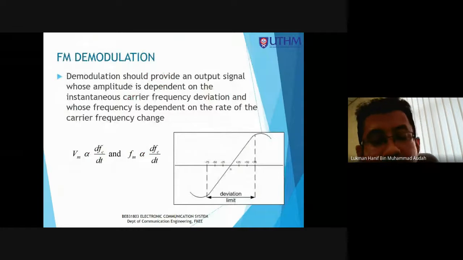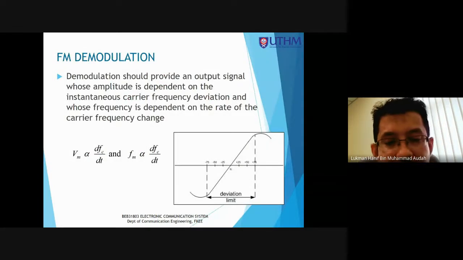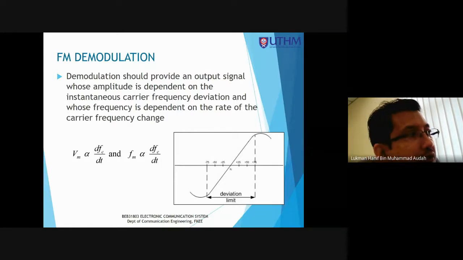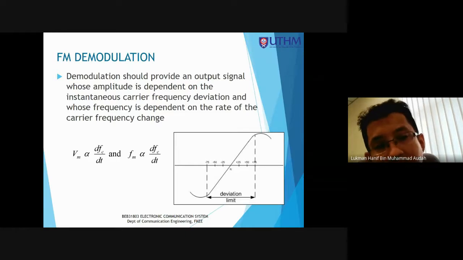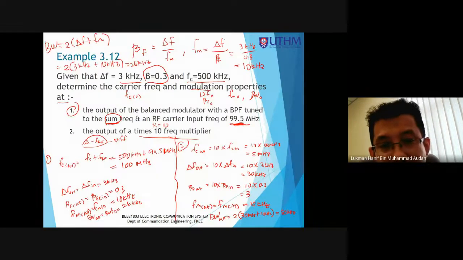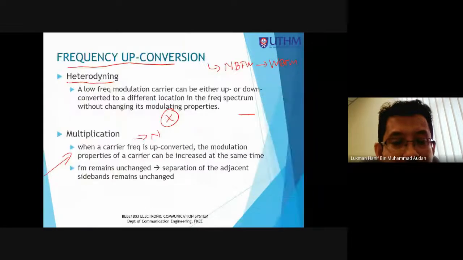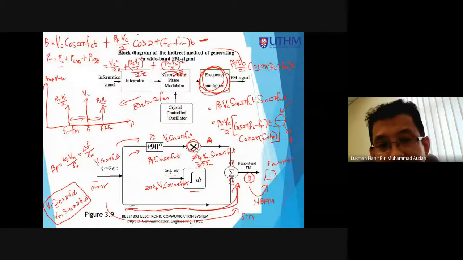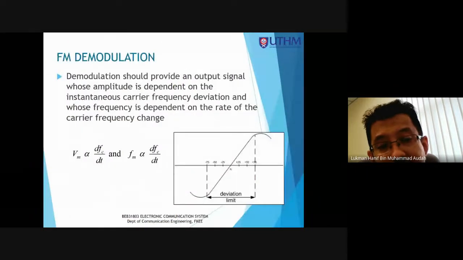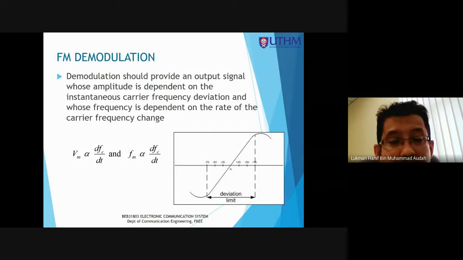FM demodulation. Okay. So in the previous slide we learned about the modulation process at the transmitter. Okay, apa yang kita lihat dalam slide-slide sebelum ini adalah berkenaan proses yang berlaku dalam transmitter. Ini semua dalam transmitter. Okay, so we want to see what happened at the receiver, at the output of the demodulator.